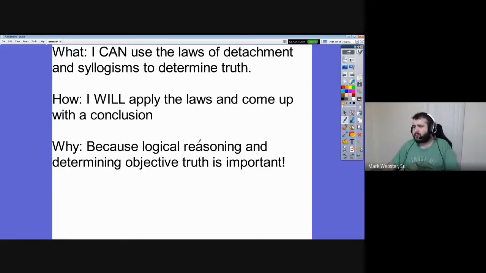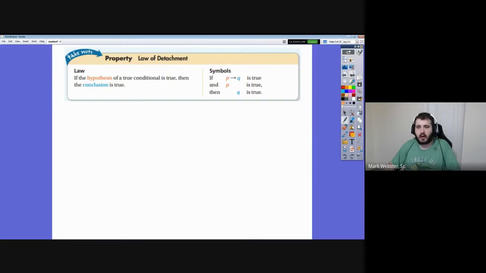We're going to begin the process of showing why things are what they are. Using the things that we've built up, we're going to show why it is that things actually are true. This is called deductive reasoning. All right, so let's begin with our first thing, the law of detachment.